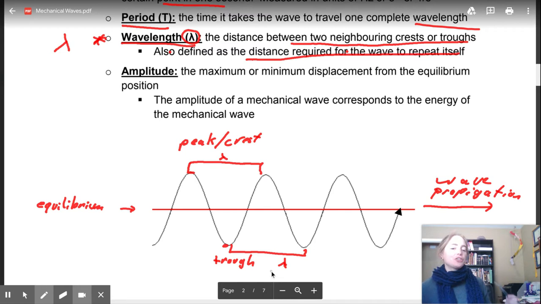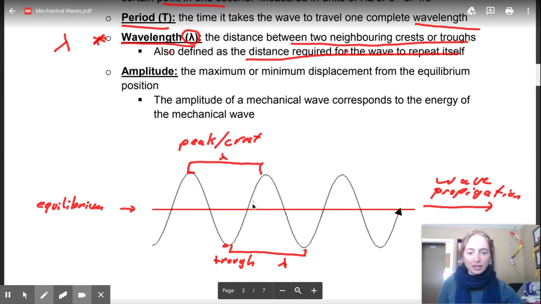So the formal definition of a wavelength is how far it is for the wave to repeat itself, to repeat its pattern. So, well, we've gone up from the top of the wave, down to the bottom, and up to the top again. The wave has done 1 complete cycle. Here, for the trough, we've started at the bottom, gone up, and then down again to the bottom. So we could measure from any point on the wave, really. The peaks and the troughs are just the easiest ones to measure.